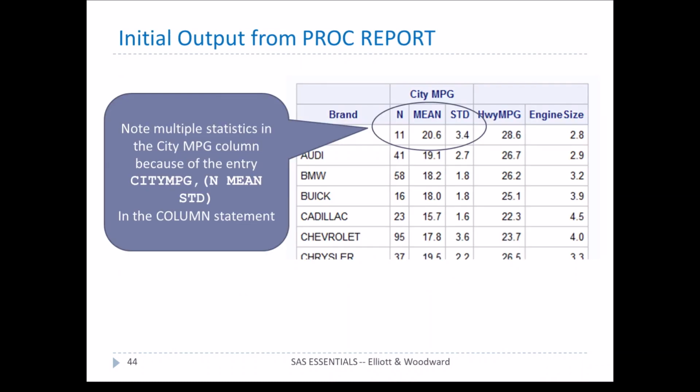So what that has done is we now have some columns under city miles per gallon where we have N, the mean, and the standard deviation. Compare that to highway miles per gallon. In highway miles per gallon, we're simply getting a single number, the mean, but in city miles per gallon, we're getting 3 numbers here. So it gives you an example of how you can quickly provide more information within a column.